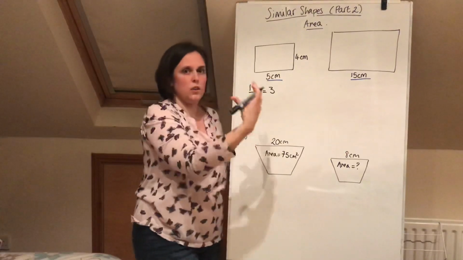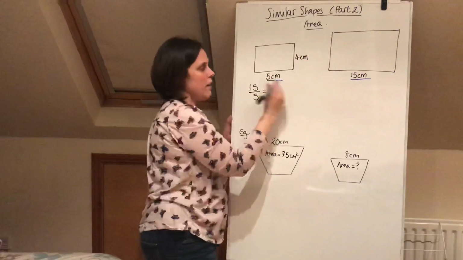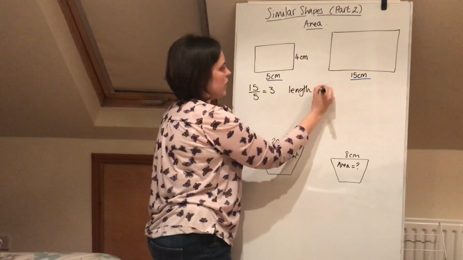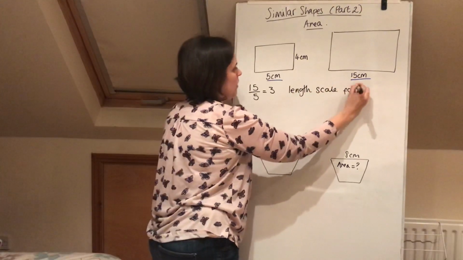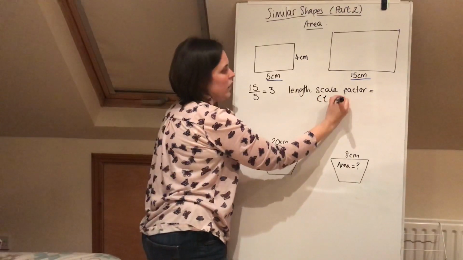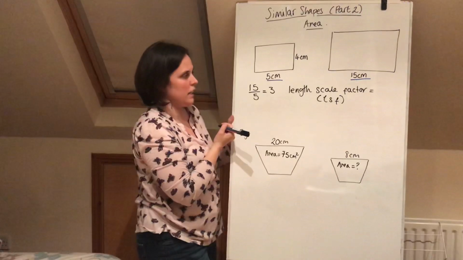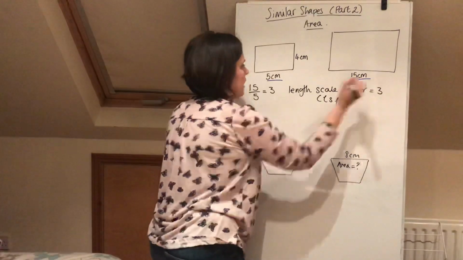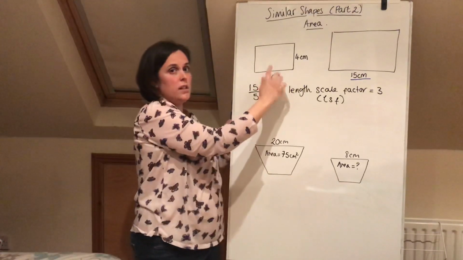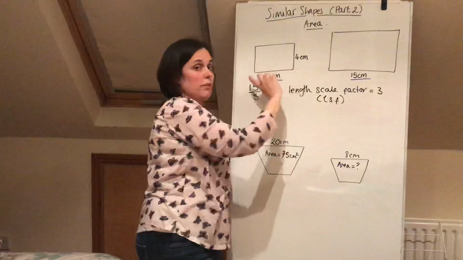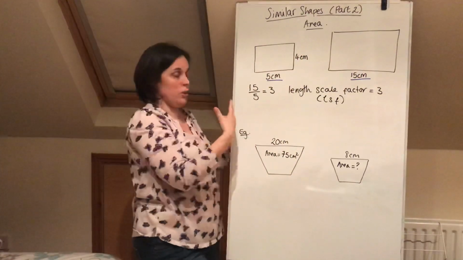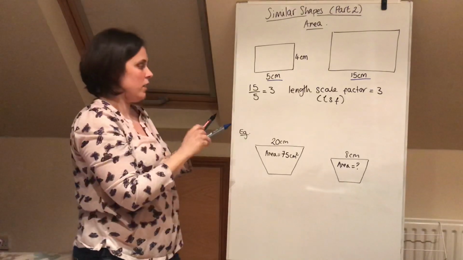But because I'm adding another dimension to this, which is now moving on to area, I'm not just going to call it the scale factor, I'm going to call it the length scale factor. I'm going to abbreviate that to LSF, so that it's a bit easier later. So the length scale factor is 3. That means if I've got one of the smaller sides and I want to work out a length on the bigger side, I have to multiply by 3, and to go from big to small, I divide by 3. Again, you should remember that from the previous video.